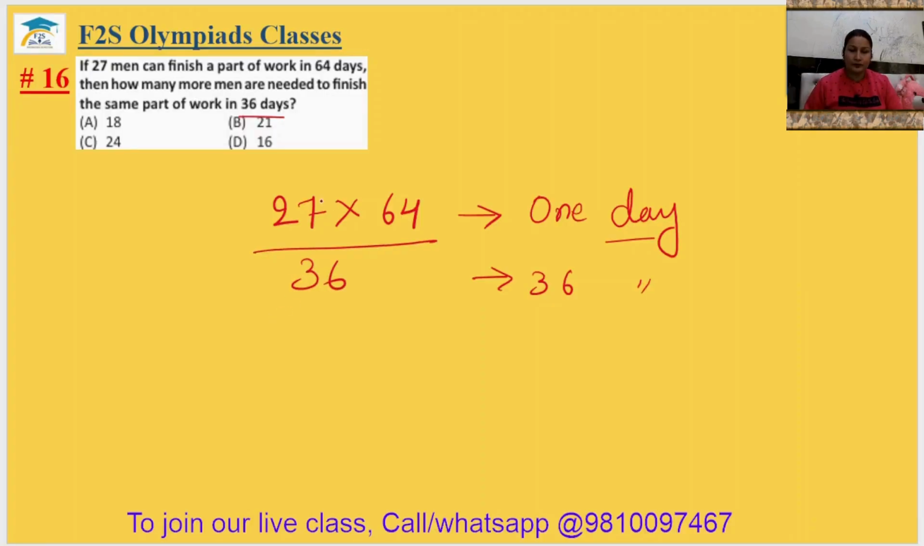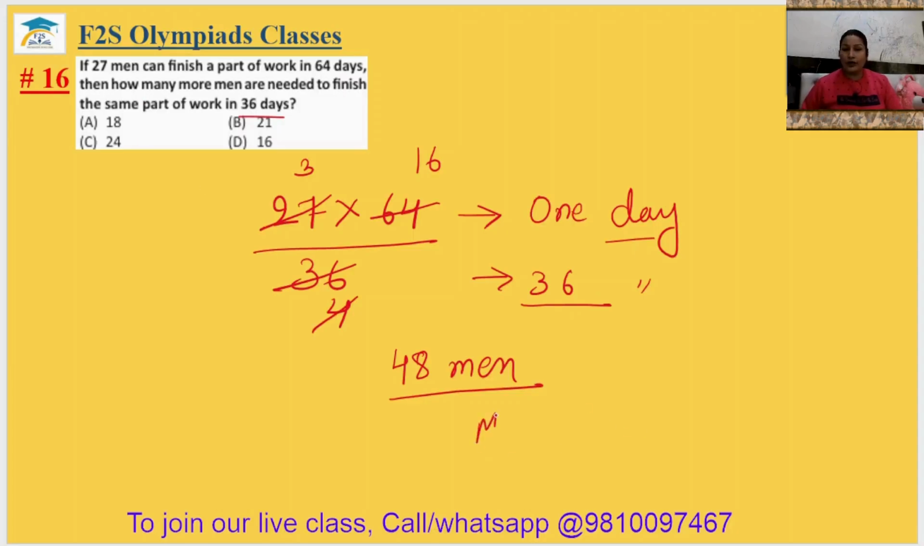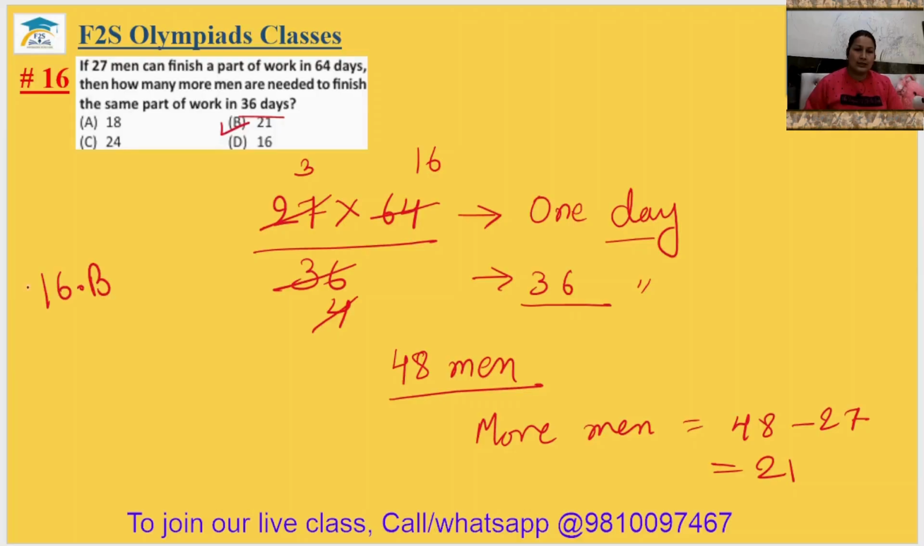Okay? So 9 threes are 27, 9 fours are 36, 4 sixteens are 64. So we need 48 men to complete in 36 days. So how many more men? For finding the more men, we need to subtract 48 minus 27, that is 21. It is in option number B. So the 16th answer is option B.